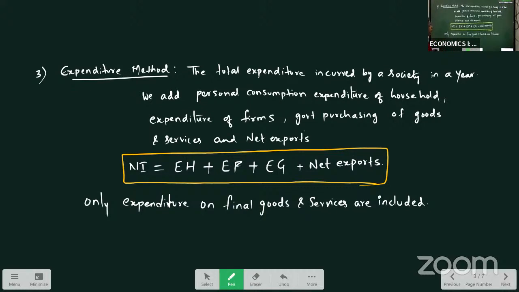So this is all from the national income chapter, and in the next class, we will discuss the important questions from the next chapter. Okay, thank you.